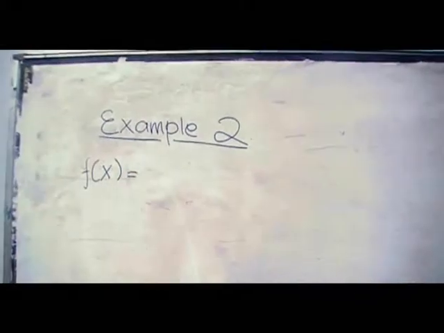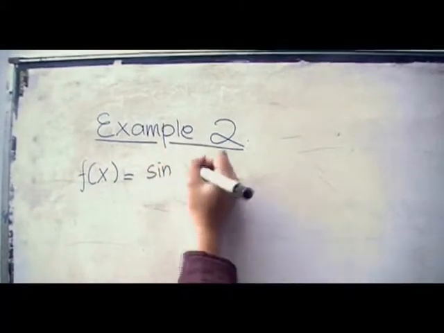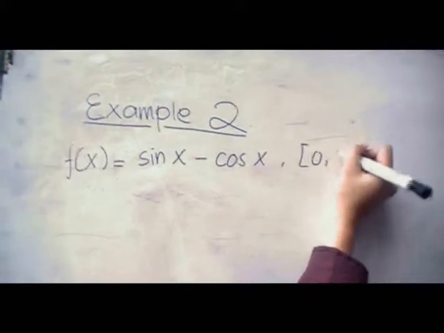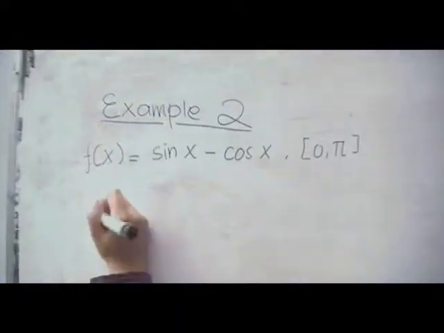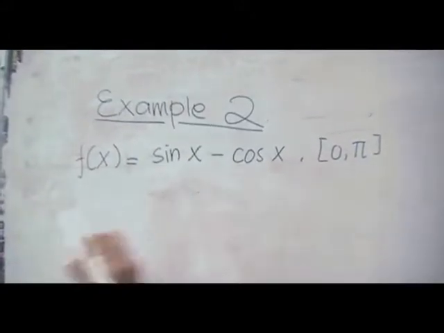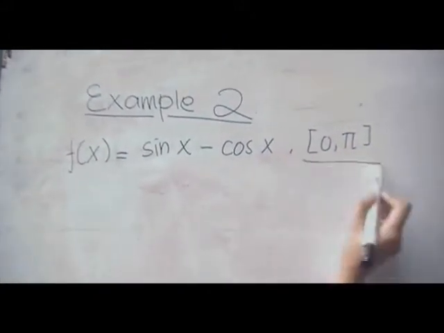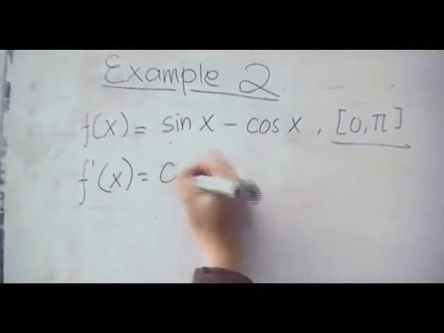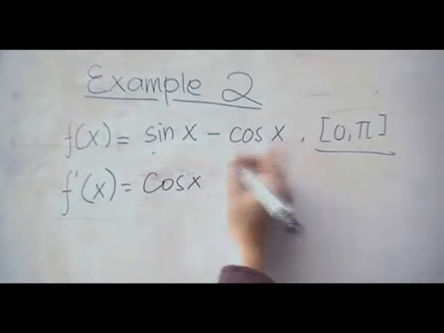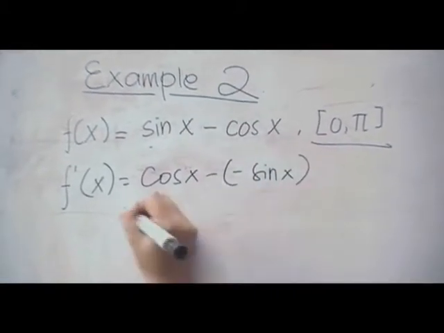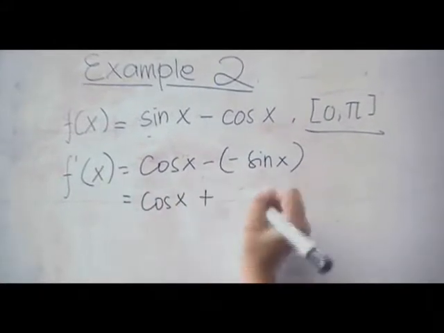I have a function f(x) equals sin x minus cos x during this interval. If you want to find the absolute maximum and minimum value of this function during this interval, just find the first derivative of it. The derivative of sin x is cos x, and of minus cos x is plus sin x, which means it will equal cos x plus sin x.